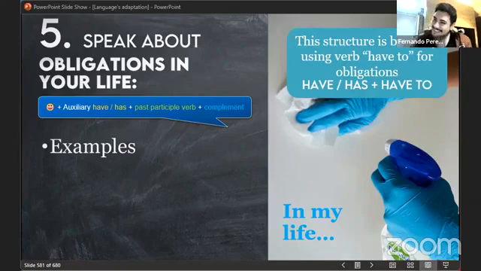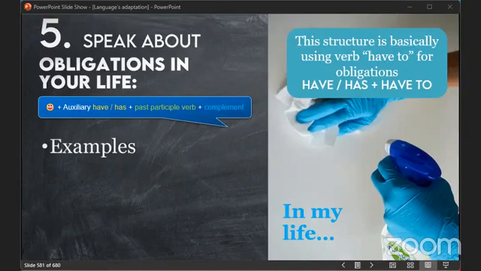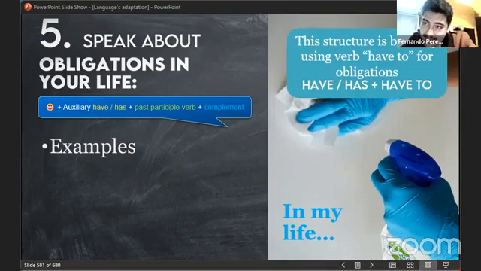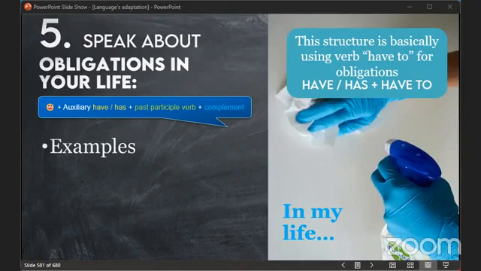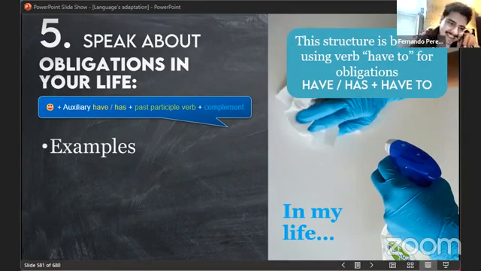Excellent question, Laurita. What have you had to do in your life, Hector? I have had paid taxes. You need a connector when you use have for obligation. I have had to pay taxes. Excellent. This is an obligation in your life. Very good.